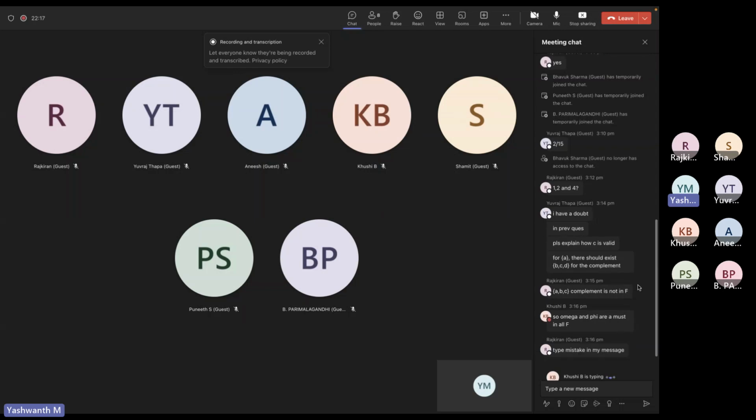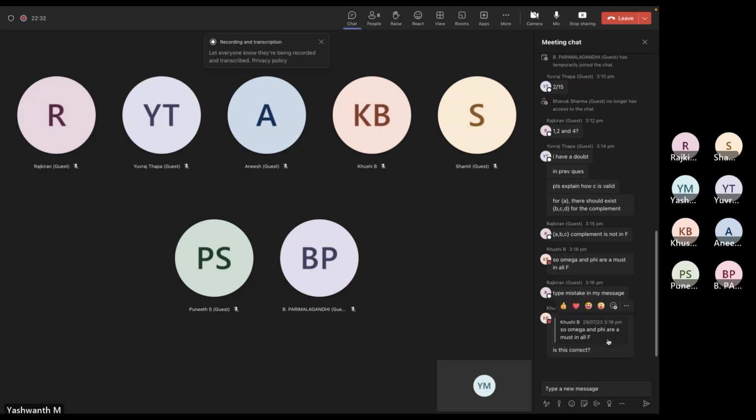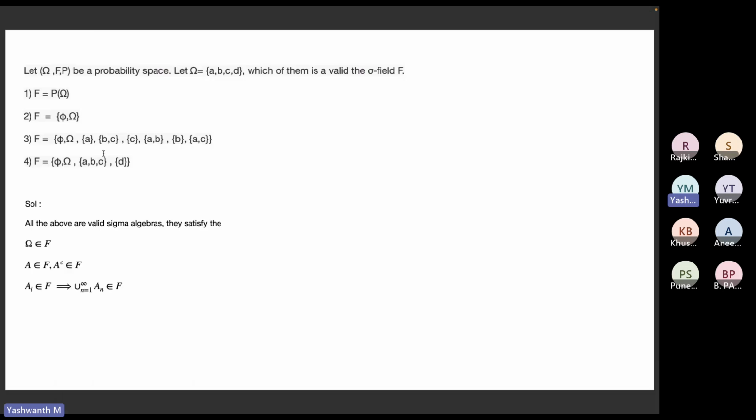Any clarification needed? Yeah, so BCD is not present in that set, so that's why C is not a signal. That's true because omega belongs to F, and omega complement is phi, that's why it should belong to F, and they are there in C. Any questions?